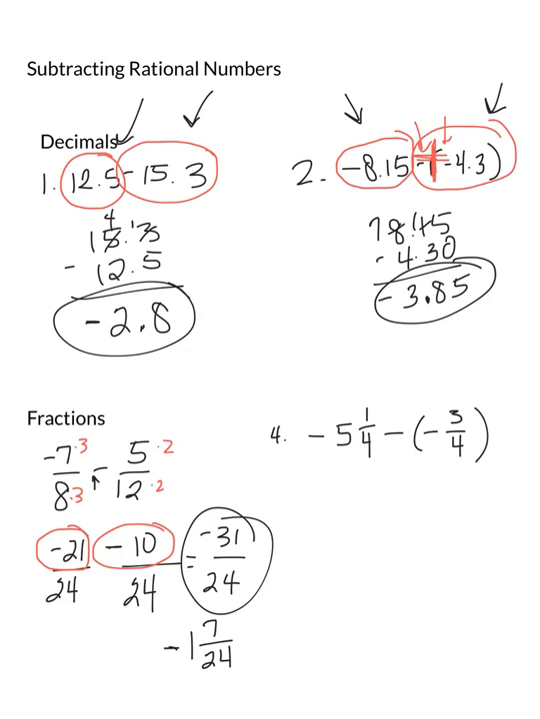So in number 4, what you see is that one of these is a mixed number and one is just a proper fraction. So again, we're not going to really do much different in terms of looking at the terms. Okay, so the first one's going to be negative 5 1/4, but we are going to change that to an improper fraction. 5 times 4 is 20, plus 1 is 21. So it's negative 21 over 4.